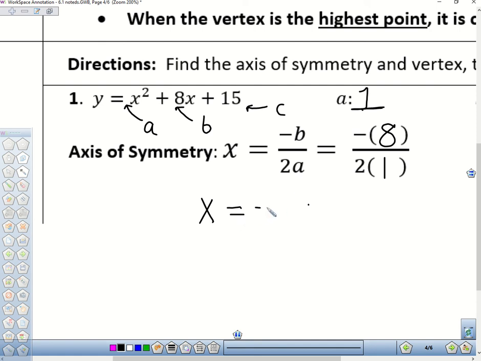Okay? This is very important because this is what you're going to be doing on your worksheet. So you have to practice it now because you're going to have to try it on your own on the worksheet. So what's 2 times 1? 2. Good. Negative 8 divided by 2 is the end result, which is negative 4. So our axis of symmetry is x equals negative 4.